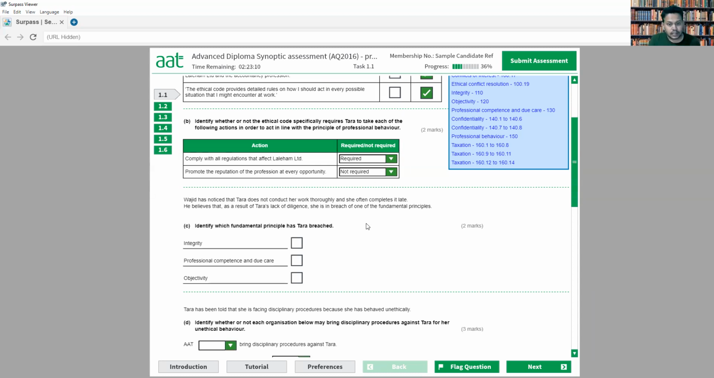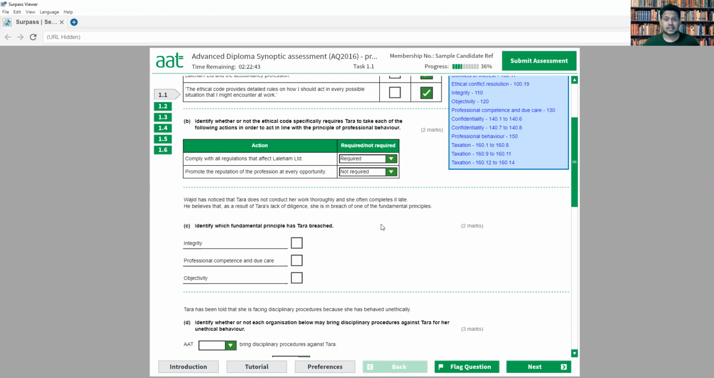Let's move to the next one. The next one we have here, they said, Wazid has noticed that Tara does not conduct her work thoroughly and she often completes it late. He believes that as a result of Tara's lack of diligence, she is in breach of one of the fundamental principles.